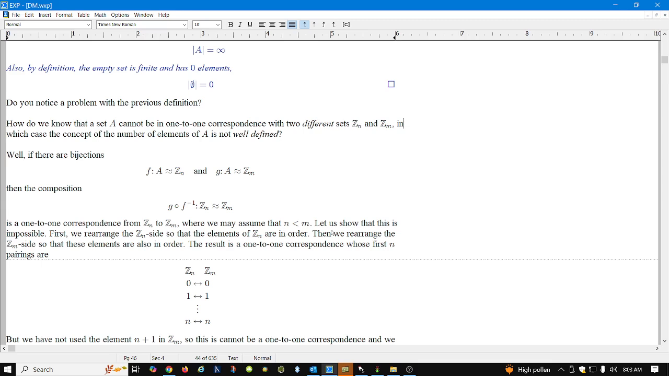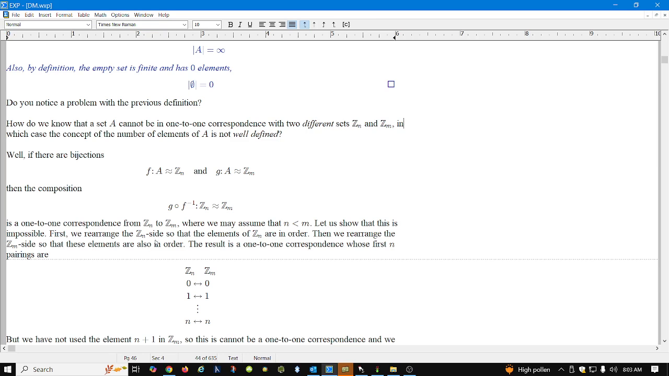And we can assume that n is less than m, because if it's not, we can just swap the roles of n and m. All we need to do now is show that this is impossible. And maybe I shouldn't say all we need to do, because there's a little work here. There's an idea here that's necessary.